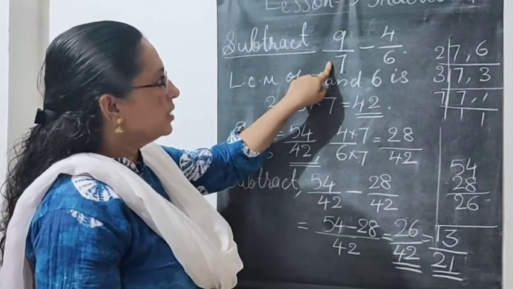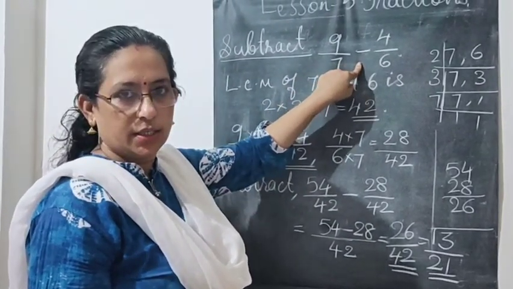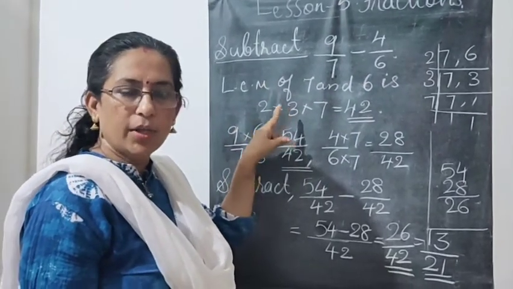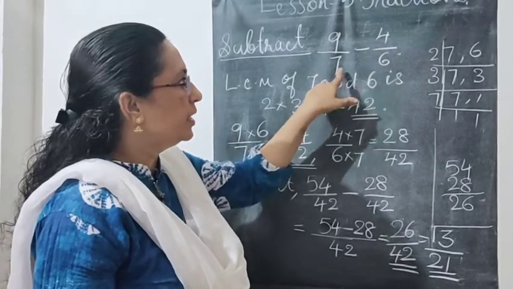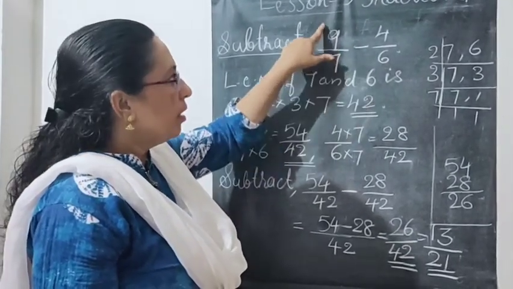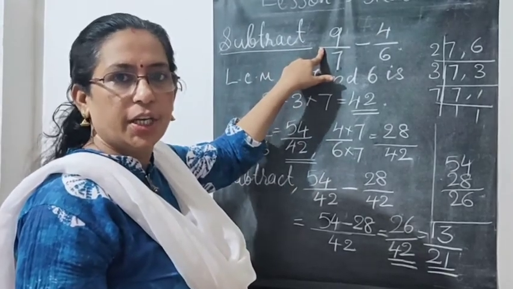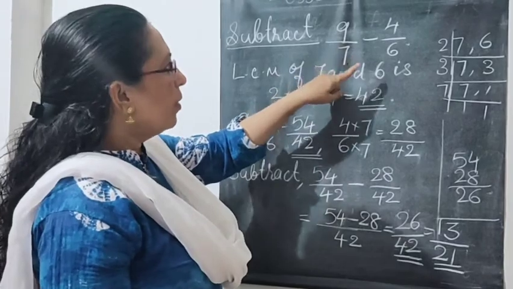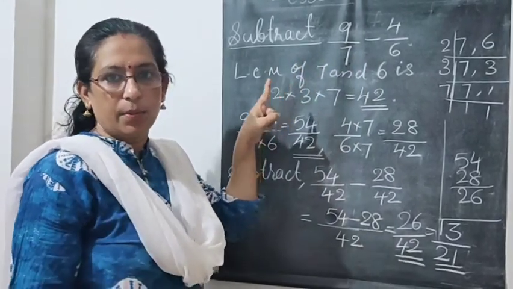See this fraction, it's an unlike fraction. So the same process means we have to find out the LCM of the denominators, then make equivalent fractions of the given fractions, then subtract. Okay, so check out how I have solved the sum on my board.